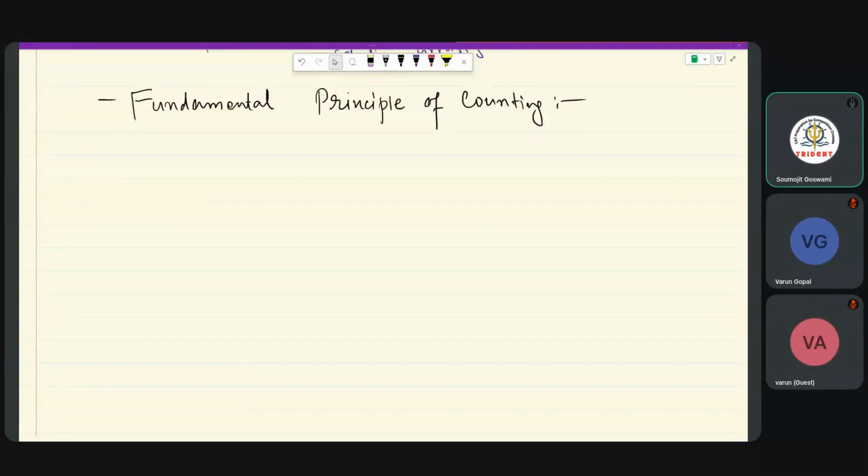Now please understand that this fundamental rule of counting is not just important for permutation combination, that is PNC, it is also equally important for probability. We'll see ahead, there will be a little bit of set theory also in probability. So let's focus on the FRC, the fundamental rule of counting.